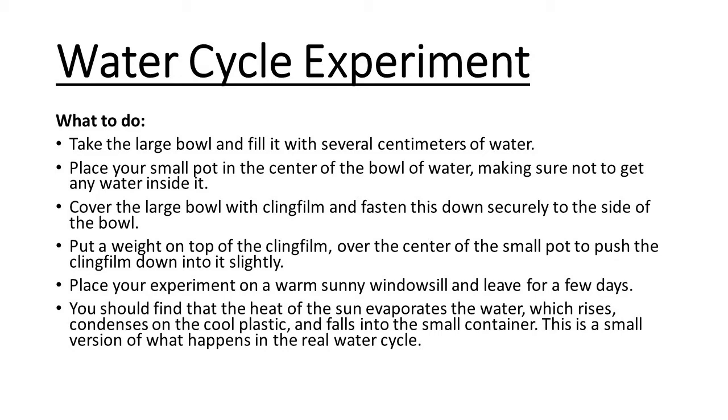Cover the large bowl with cling film and fasten it down securely on the side of the bowl. Put a weight on top of the cling film over the centre of the small pot and push the cling film down into it slightly. Place your experiment on a warm, sunny windowsill and leave it for a few days. You should find that the heat from the sun evaporates the water, which rises, condenses onto the cold plastic and falls into the small container. This is a small version of what would happen in the real water cycle.